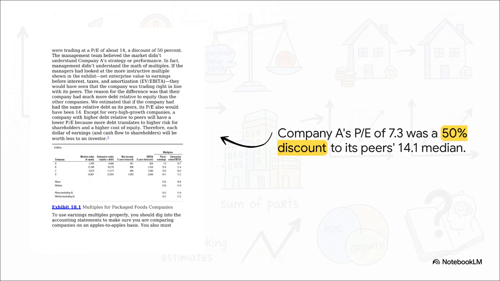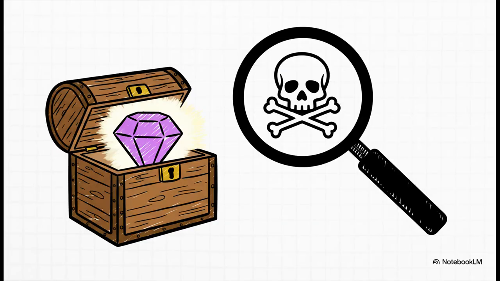So their conclusion was pretty much instant. The market just doesn't get us. Our company is an absolute steal. But they were dangerously wrong. They hadn't stumbled upon some hidden gem. They had completely misread the signals. That simple PE ratio was hiding a much more complicated truth.